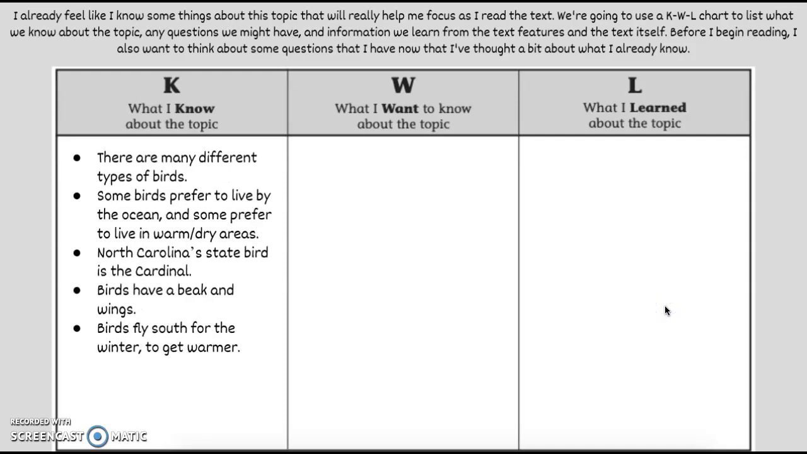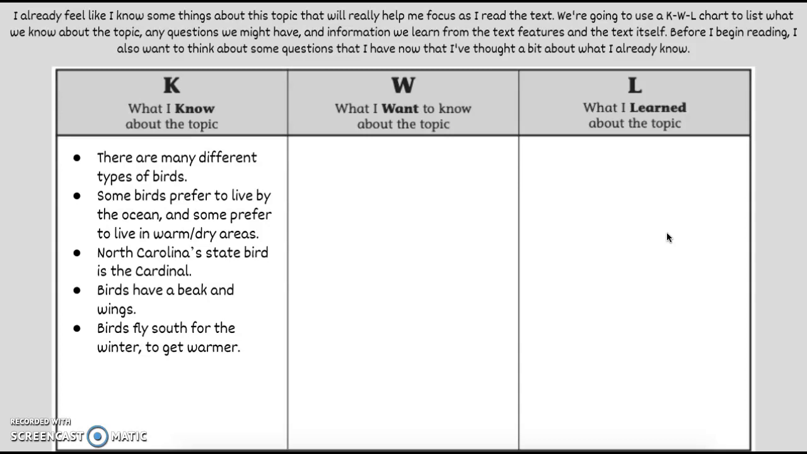So I know that there are many different types of birds because I've seen them. I've seen lots of different types of birds in my backyard. I know that some birds prefer to live by the ocean and some prefer to live in warm, dry areas. I know that North Carolina's state bird is the cardinal. I know that birds have a beak and wings. And I also know that birds fly south for the winter to get warmer. They do not like the cold weather.